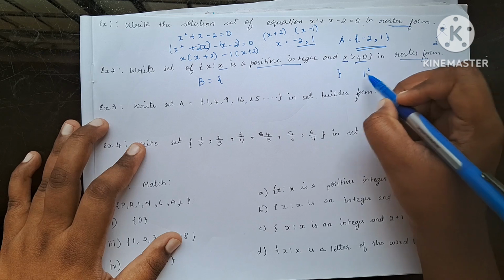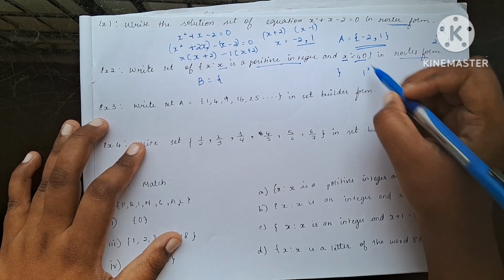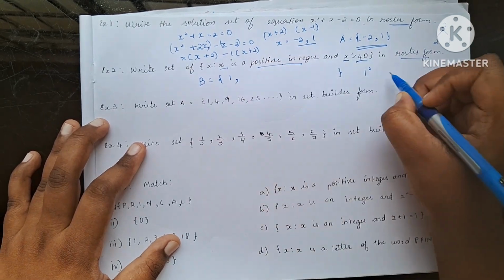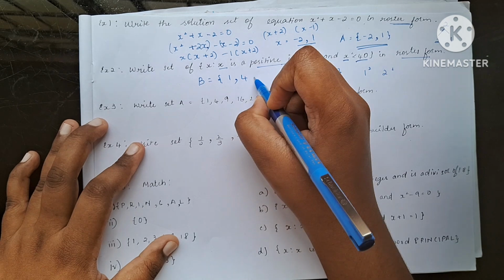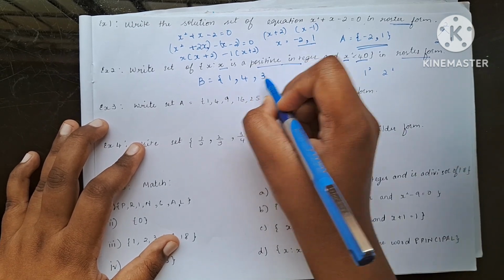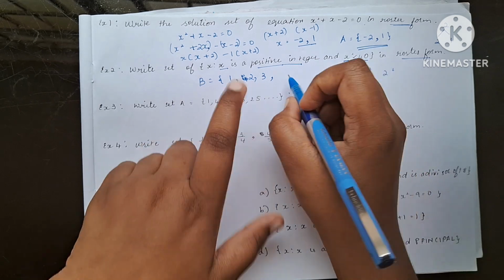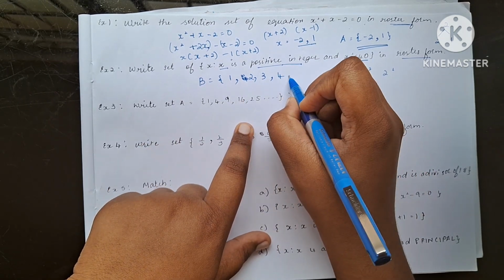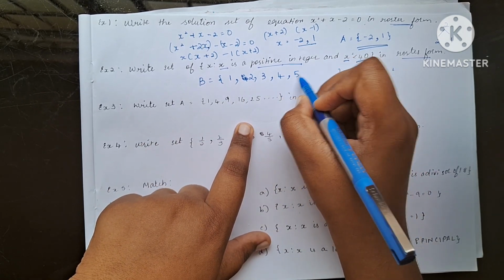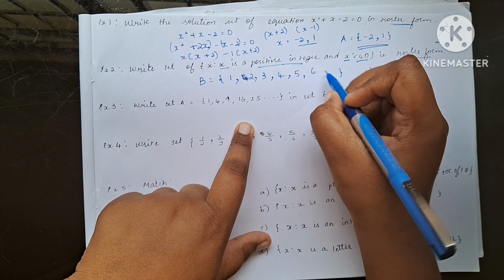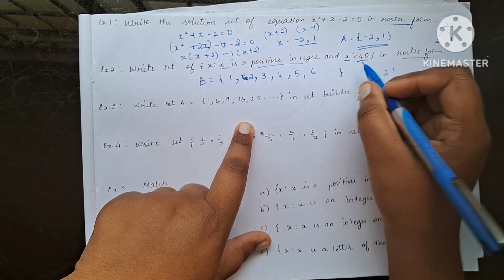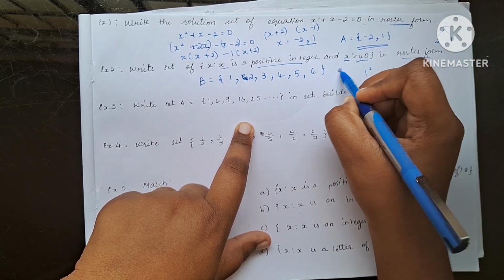So 1 square, yes, will give me 1, which is less than 40. So I can write 1. Then 2 square, 2 twos are 4. Then 3 square, 9 is less than 40. Now 1, 2, 3 and 4. 4 square is 16, yes. Then 5 square is 25, yes. 6 square is 36, yes. But 7 square isn't. It's 49. So yeah, this much is your answer.